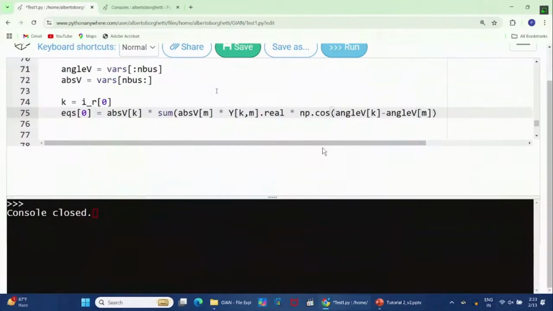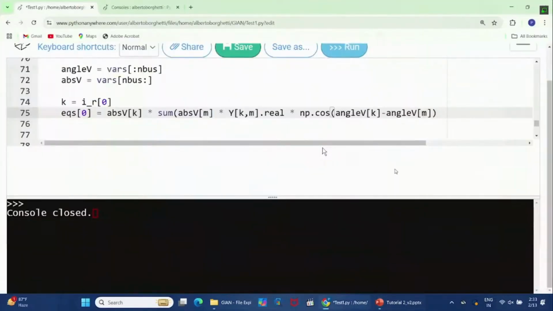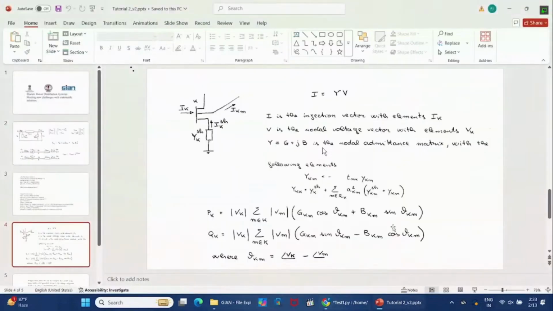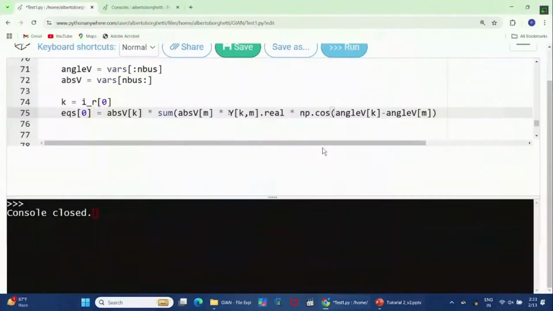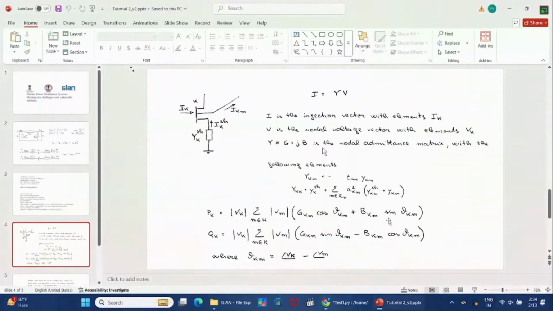So this, can you follow? Is it fine? This difference of the two angles is the difference of the angles at the two terminals of the line. So we are here, and then you see that we need to multiply also for this part. Since it is very similar, I will just copy and paste this here. So you see plus, and then this equation Ykm, the imaginary part, so imag, and then it is not the cosine, it is sine. So you see that the equation is the sine.